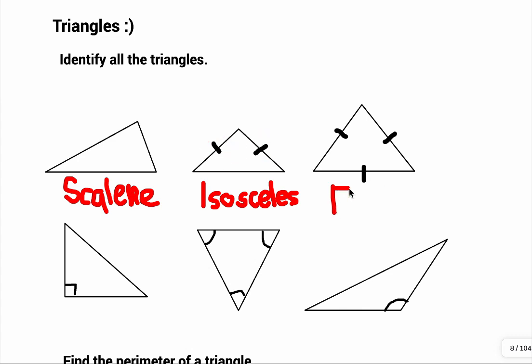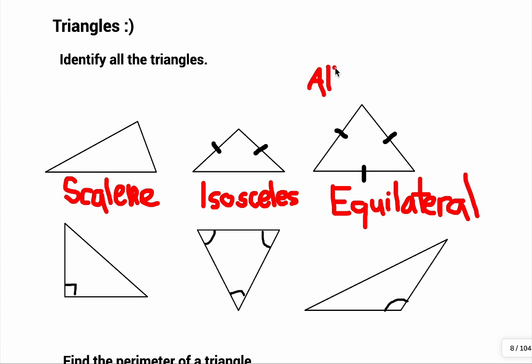The next triangle is an equilateral triangle because, as we can see, it's very unique because all the sides are equal, and there are also all acute angles, and all those lines on the triangle represent that they are all equal to each other.